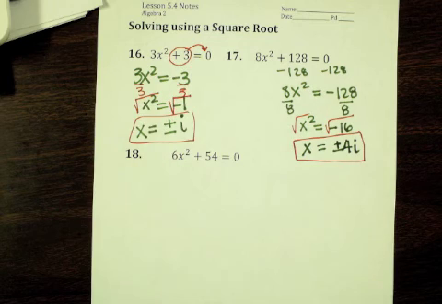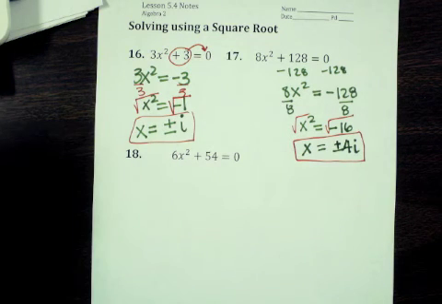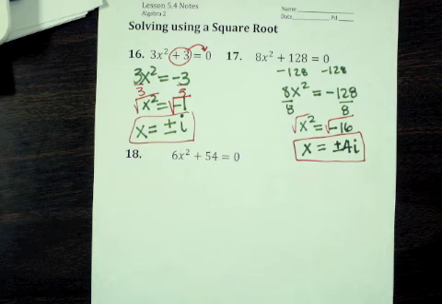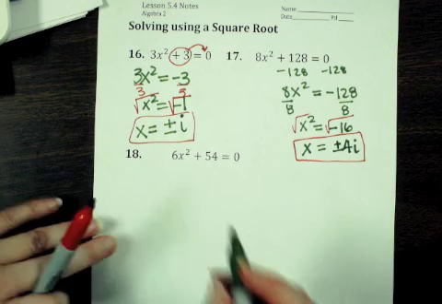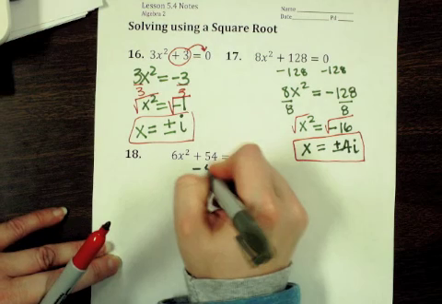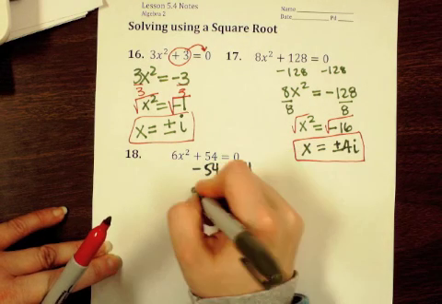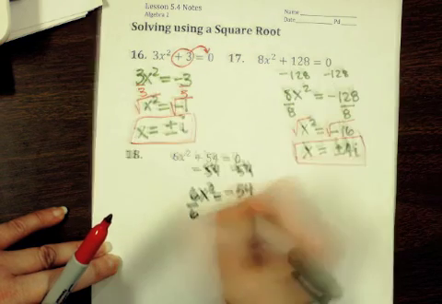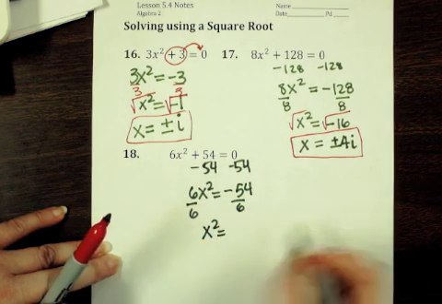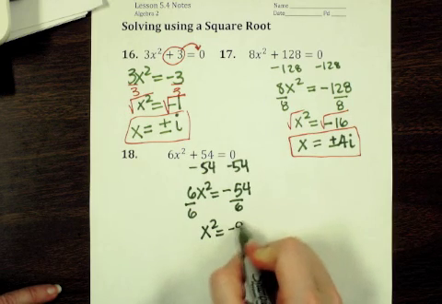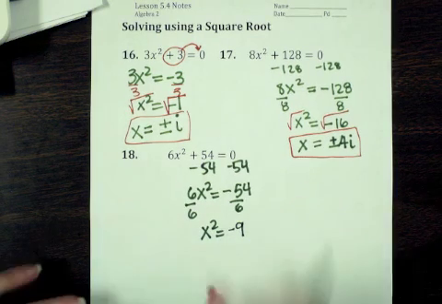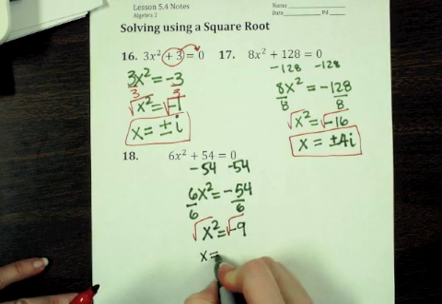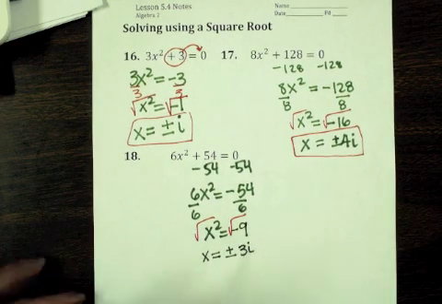All right, pause the video and do number 18. Okay, we're going to subtract 54. You get negative 54. You get x squared equals negative 9. Take the square root of both sides. So you get x equals plus or minus 3i.